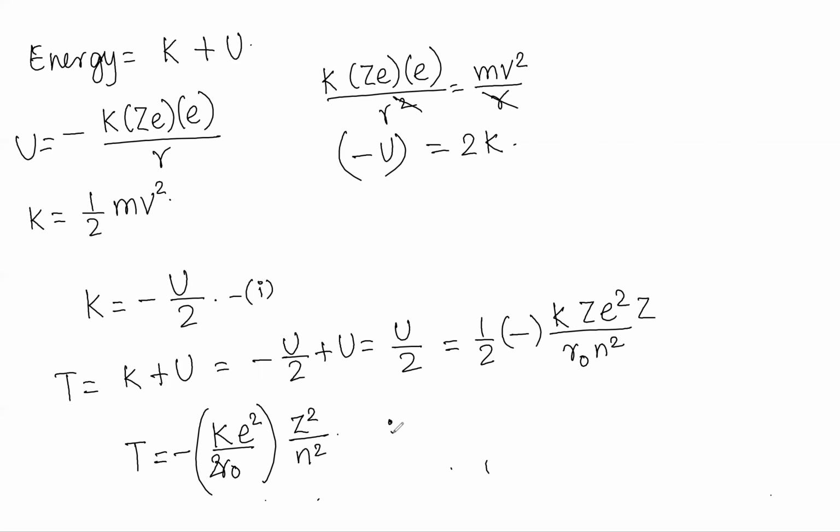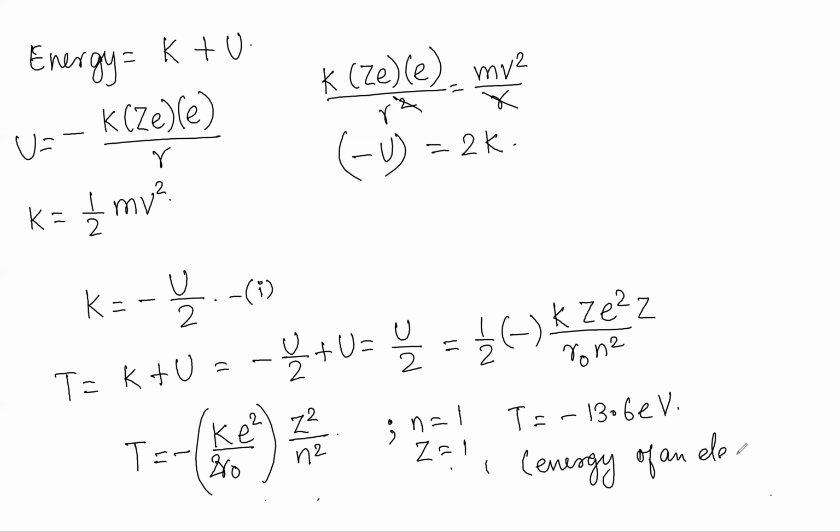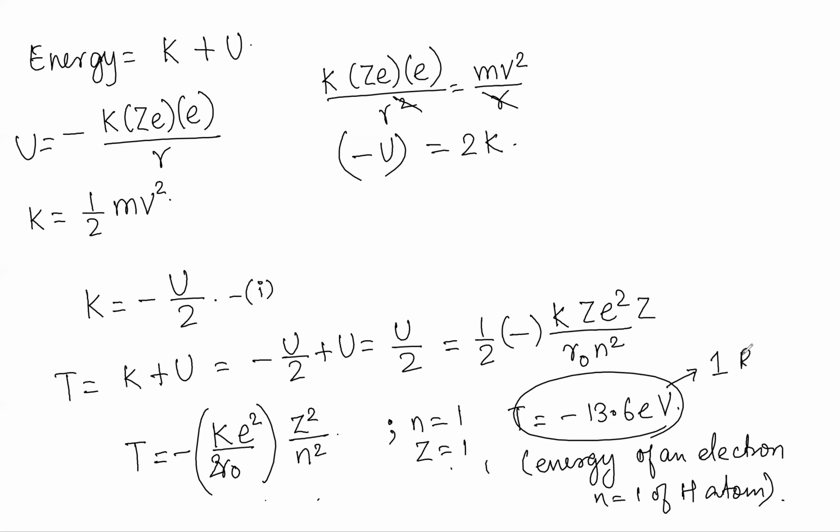So once again, if you put n is equal to 1 and z is equal to 1, then you will get t is equal to minus 13.6 electron volts, which is basically the energy of an electron in the first orbit of the hydrogen, n is equal to 1 of the hydrogen atom. Okay? So this amount of energy is called as 1 Rydberg. We'll come to this at the end of the class today.